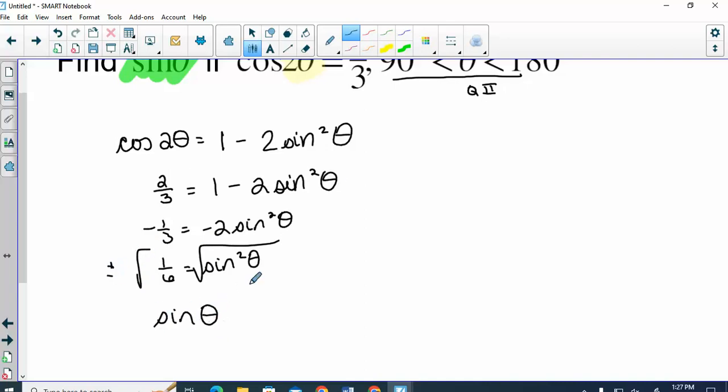But we're talking about theta, and I told you that theta was in quadrant 2. Is sine positive or negative in quadrant 2? Positive. Then the square root of 1/6 is 1 over the square root of 6. So get the radical off the bottom. And we get radical 6 over 6.